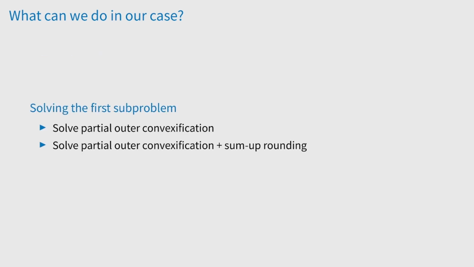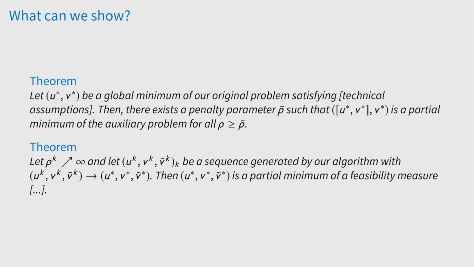So for the first subproblem, we have two alternatives. We can either convexify and sort of get rid of the integer constraints in the first subproblem, or we can leave the integer constraint in the first subproblem and get a proper solution just using sum-up rounding. And we tried both in the computational results.